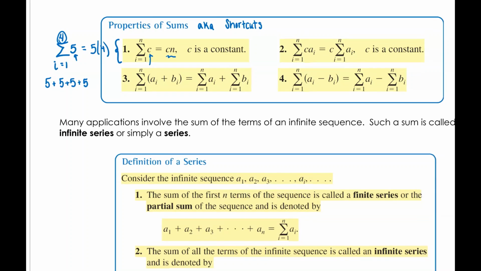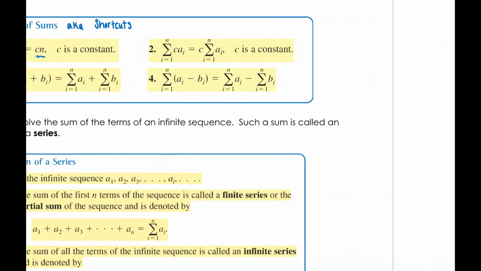Okay, the next one is that if you take the sum from i to n of a constant times a pattern, an explicit formula, you can actually factor the constant off and then simply find the product of that with the sum. All right, so what exactly does that mean?